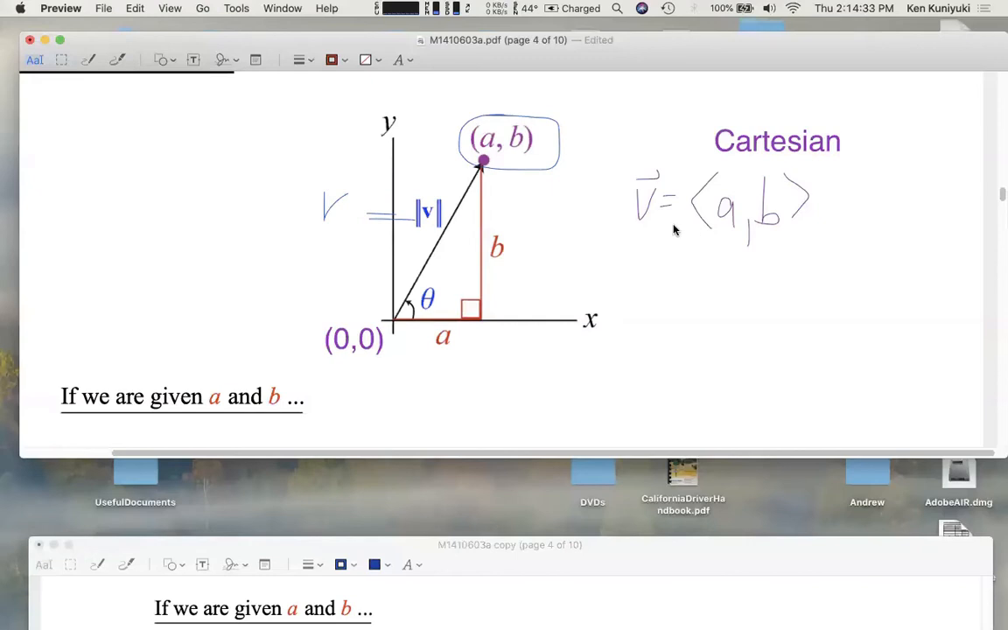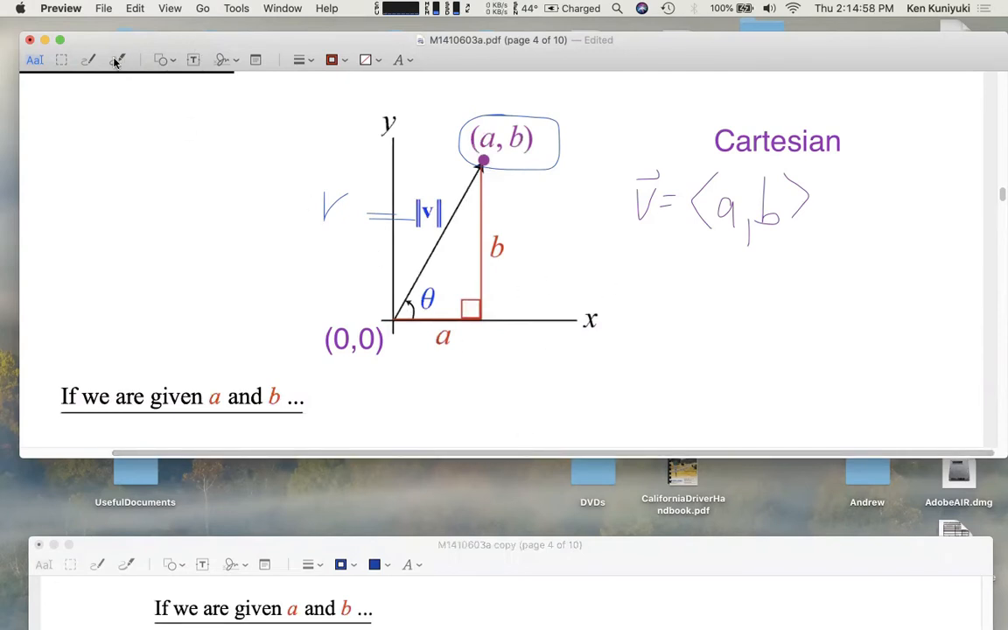We can represent this vector using this position vector representation, where we draw the vector from the initial point at the origin, 0, 0. That's where position vectors start. The terminal point is at the point A, B. This is the classic way to represent a vector, although we have the right to move this vector around.